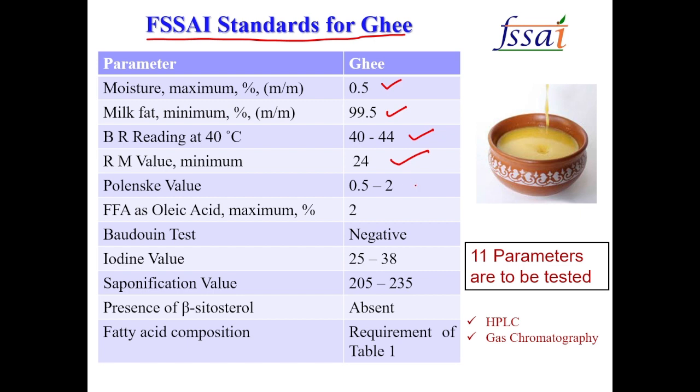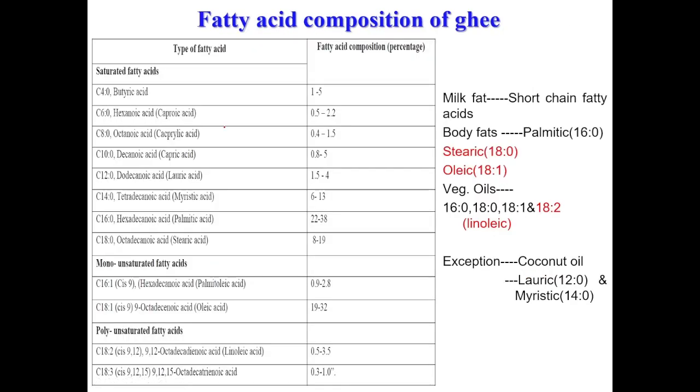Polenske value should range between 0.5 to 2. Free fatty acid as oleic acid, maximum percent, is 2%. So free fatty acid as oleic acid maximum 2%. Baudouin test should be negative. Iodine value should range between 25 to 38, and then saponification value ranges from 205 to 235, and then beta sitosterol should be absent.